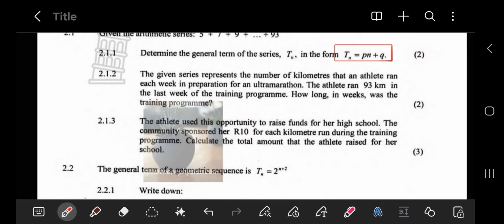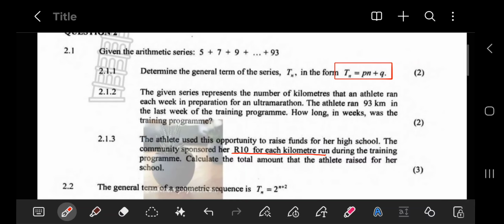Okay, we've got another long story with 2.1.3. They say the athlete used this opportunity to raise funds for her high school. The community sponsored her 10 rand for each kilometer run during the training program. Calculate the total amount that the athlete raised for her school. So, here is the extremely important bit of information: 10 rand for each kilometer. Now understand that these values represent kilometers. 5 kilometers, 7 kilometers, 9 kilometers. And for every kilometer that she runs, they sponsored 10 rand.